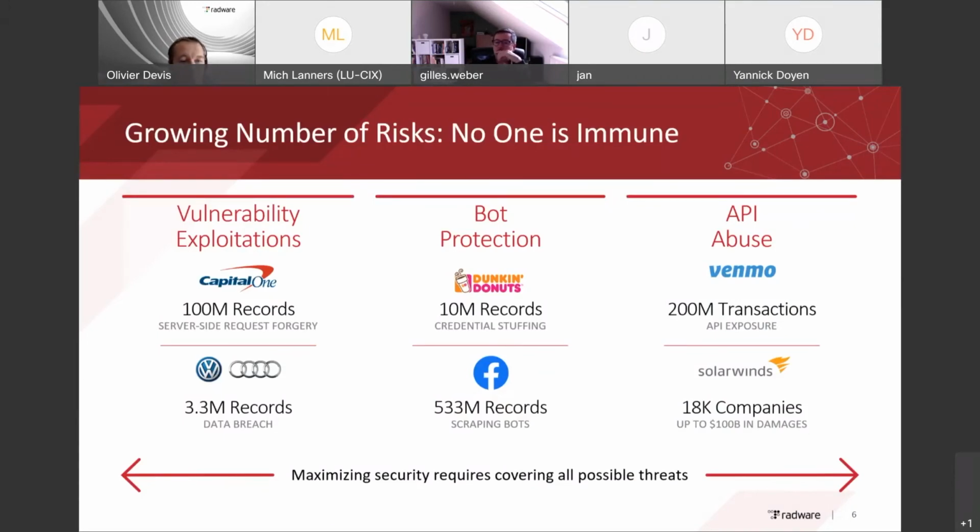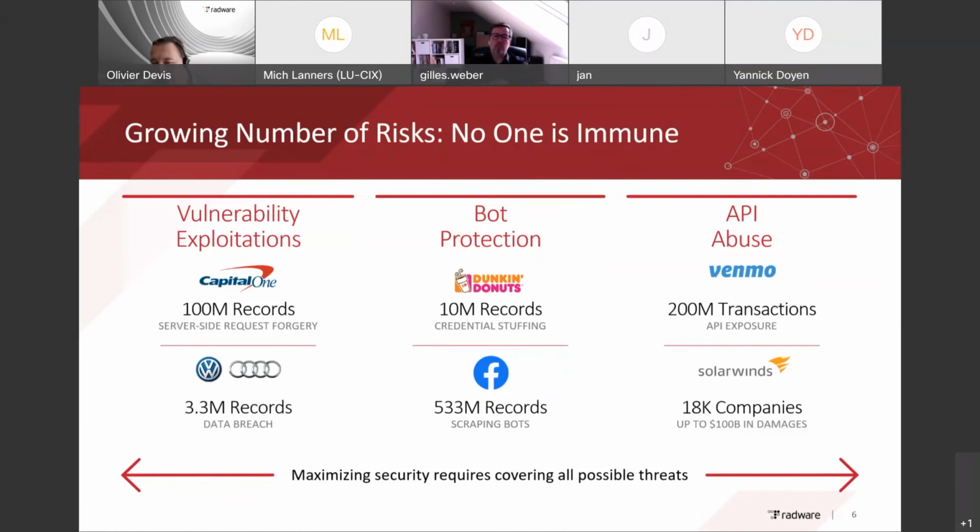The Volkswagen case was something similar. That was with an Azure breach. 3.3 million records were taken. That was in the US. We see in the bots, those that we might recognize, maybe Facebook, that the scraping of the information happened, and it was also put on the network for sale. API abuse, we see also with Venmo and SolarWinds.